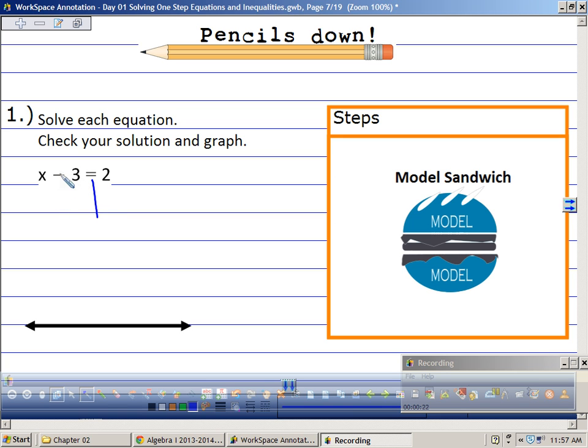X minus 3. I'm going to isolate my x. I need to get rid of negative 3. The additive inverse of negative 3 is positive 3, so I'm going to add 3 to both sides. Negative 3 and positive 3 are zero pairs, so I'm left with x equals 5.